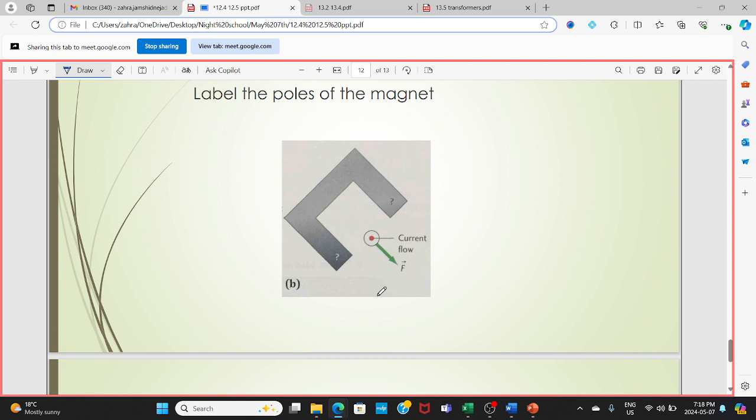Now, my forefinger is going to be toward the magnetic field. I know the magnetic field is going to be from north to south. So the upper one should be north and the lower one should be south, okay? That would be north and that would be south.